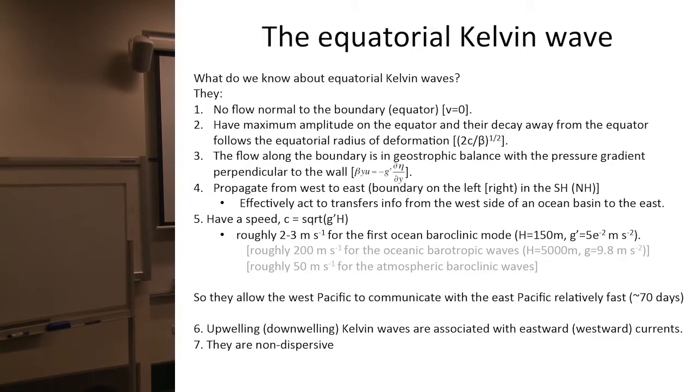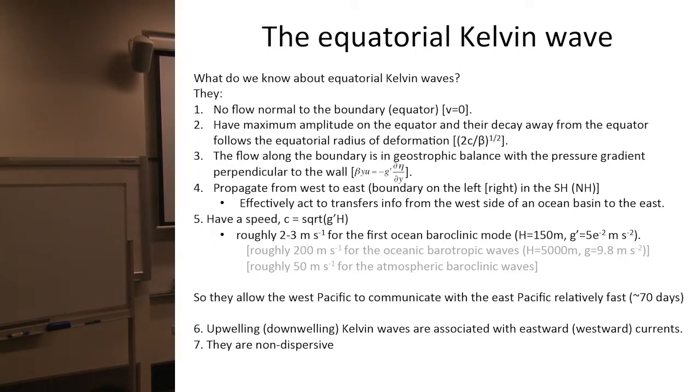Okay. So going through what we know so far about an equatorial Kelvin wave. They have no flow normal to the boundary, so normal to the equator, so there's no meridional velocity. They have a maximum amplitude on the equator that decays away from the equator, following the radius of deformation. The flow along the boundary is in geostrophic balance with the pressure gradient force. And they propagate from west to east.